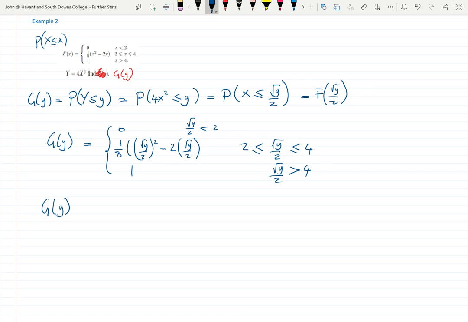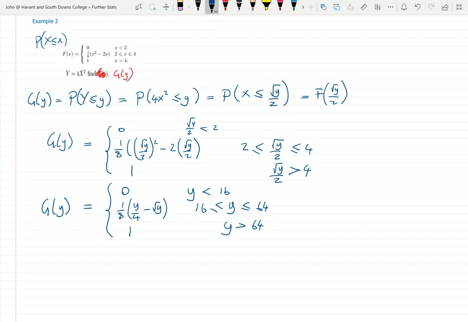So finally, we have g of y equal to 0 for y less than 16, squaring and multiplying by 2 to get there, and 1 over 8 times y over 4 minus the square root of y for y between 16 and 64, and 1 for y greater than 64. So that's it. That's the CDF. We don't need to do anything more because it only wanted the CDF in this particular question, so we didn't have to refer to the PDF either at the beginning or the end. But we do need to change the inequalities at the end. And so that's it done.